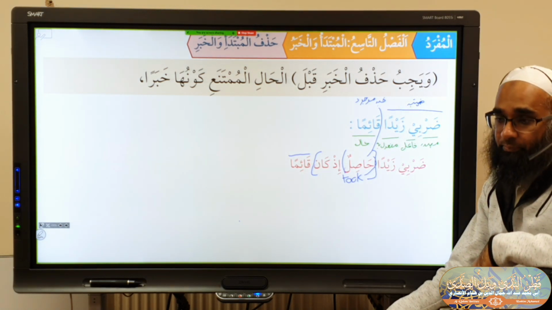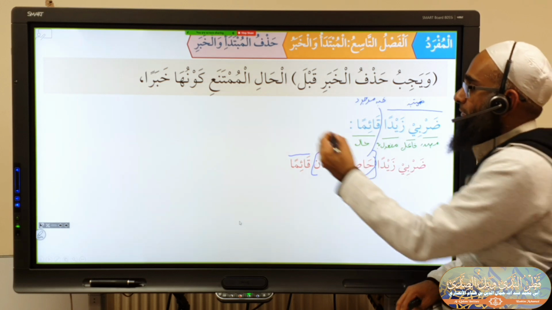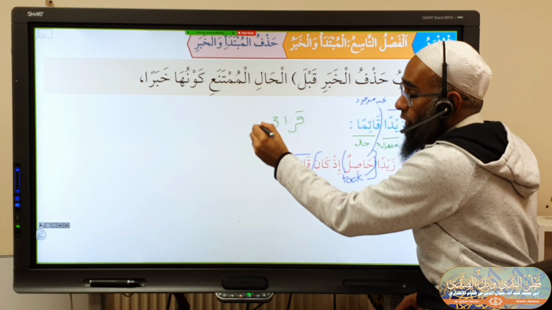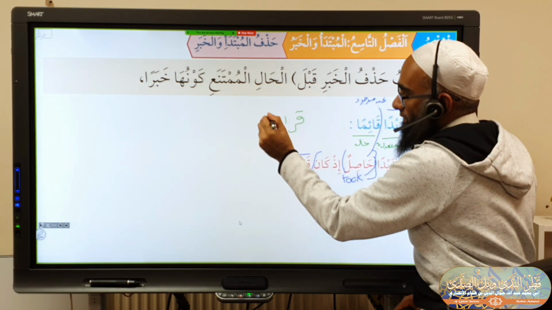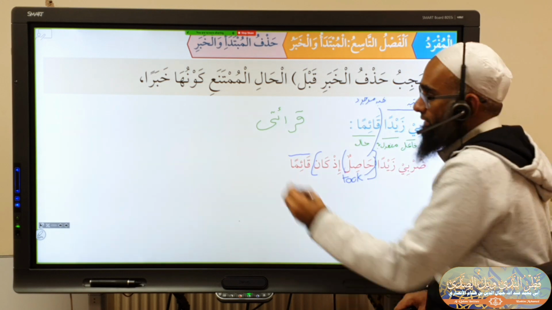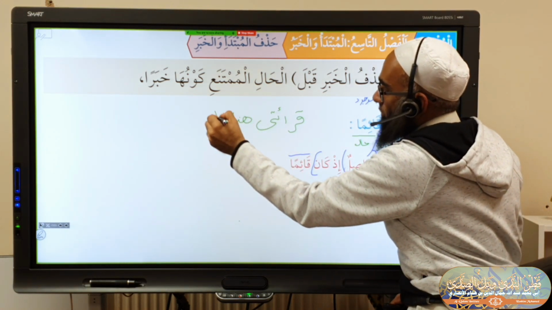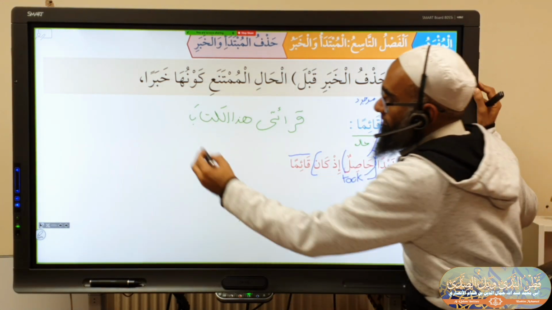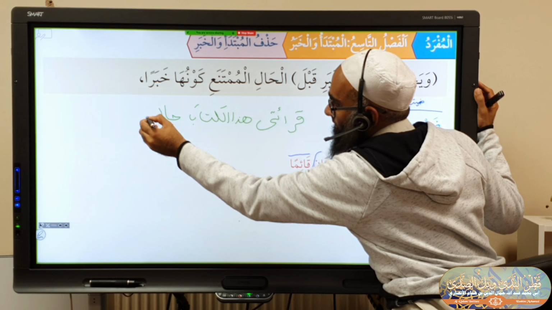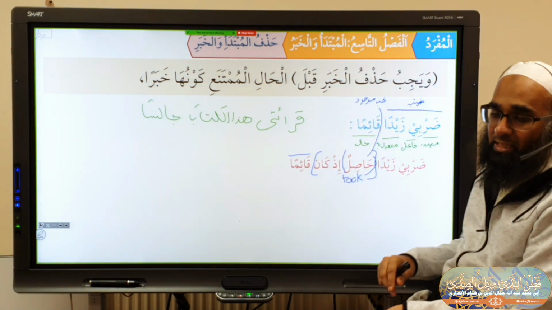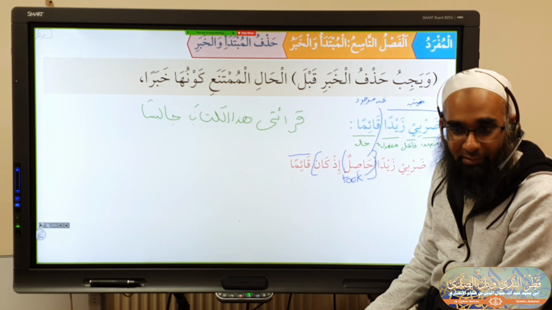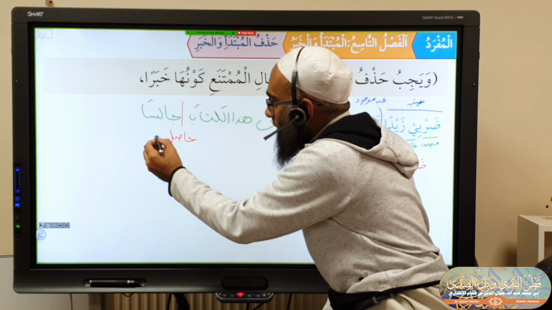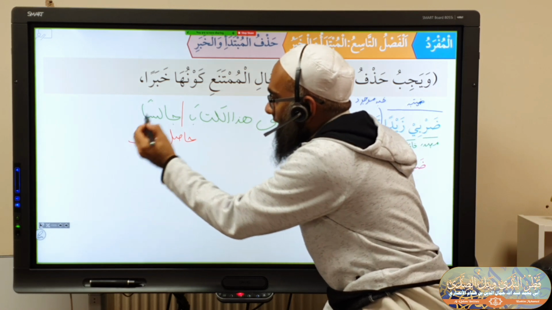Let's do another example. I read this book when I was sitting. قراءتي هذا الكتاب مفعول به بالمصدر. قراءتي هذا الكتاب جالسا. So me reading this book, I read this book when I was sitting basically. But then what do you say here? The khabar is حاصل. Me reading this book took place إذ كنت جالسا, when I was sitting.